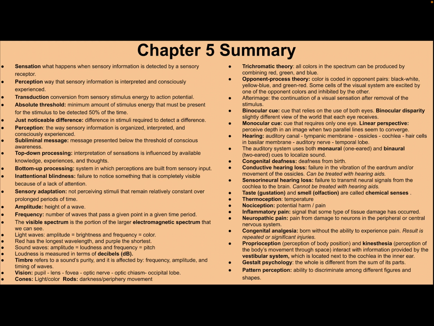There's two types of perception that we can take part in. There's top-down processing, interpreting sensations as influenced by our knowledge, experiences, and thoughts. That's looking for our keys, right? Trying to smell out the stinky trash in the house. We're specifically looking for the stimulus. So that's top-down processing, starts in our brain. Whereas bottom-up processing starts with the sensory input. Our perceptions are built from the sensory input that happens first. Then we figure out what it is.